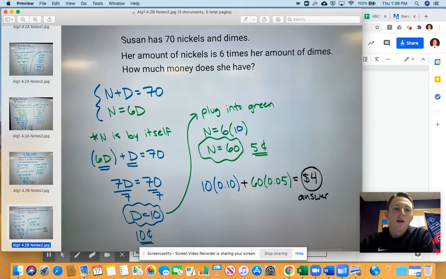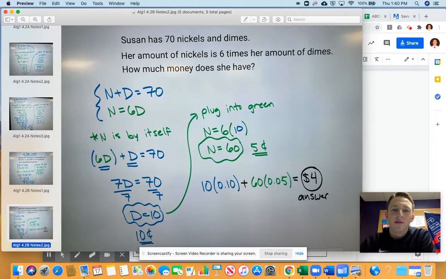One more word problem. We have Susan, and she has 70 nickels and dimes combined. So we don't know how many nickels she has. We don't know how many dimes she has just yet. But we know there's 70 total coins. So let's write the equation. Nickels and dimes equals 70.